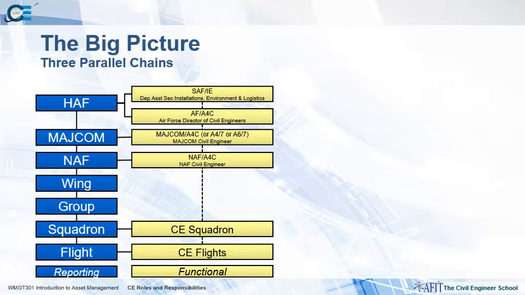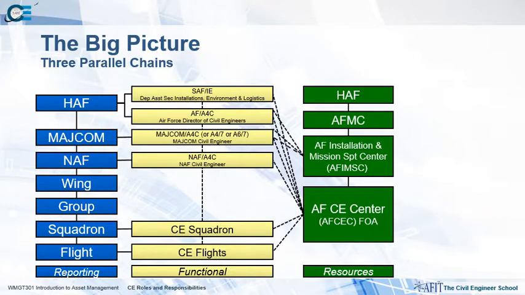This functional chain climbs all the way to the top, where at the Headquarters Air Force level, we have the Air Force Director of Civil Engineers, and at the Secretary of the Air Force level, we have the Deputy Assistant Secretary of the Air Force for Installations, Environment, and Logistics. Depending on how long you've been an engineer, in your mind, this functional chain might nest neatly into the reporting chain of command. As engineers, we have a third chain of command, which is arguably the most important to understand and also the most complex, our chain of resources.